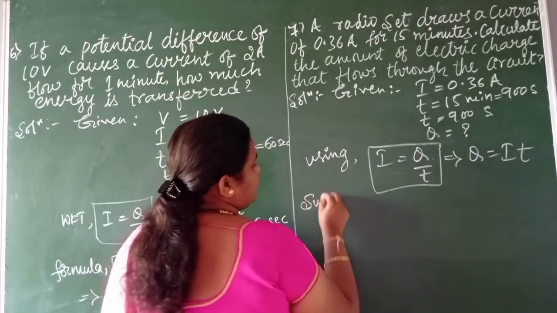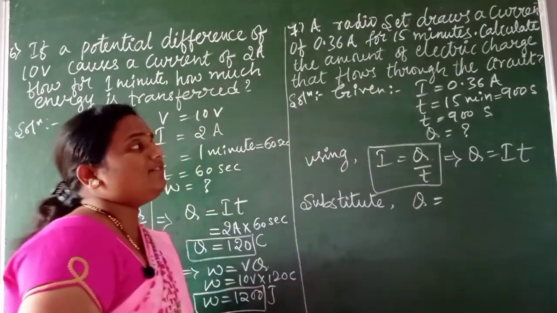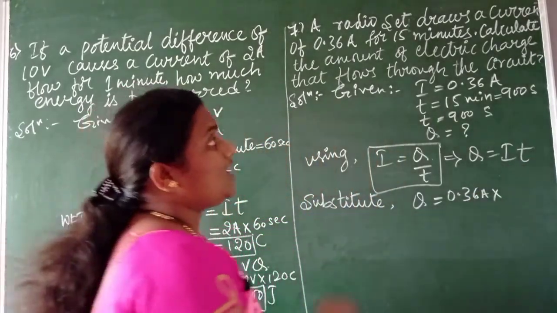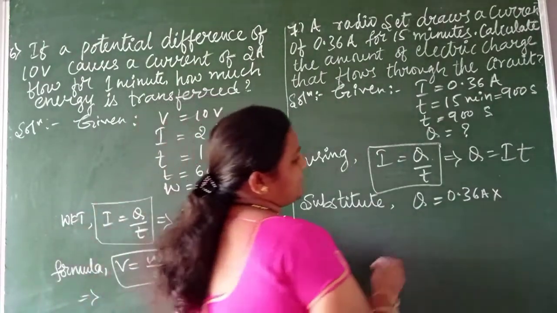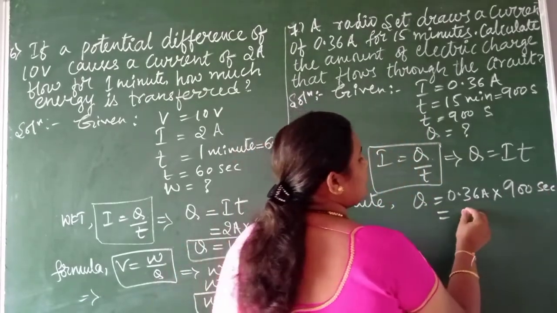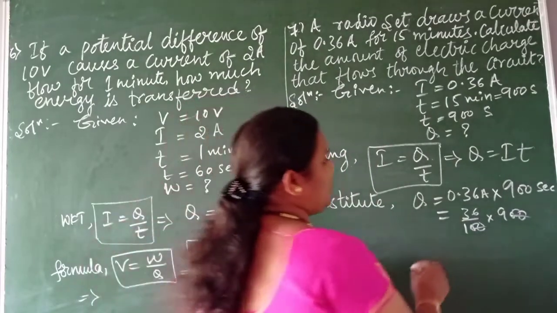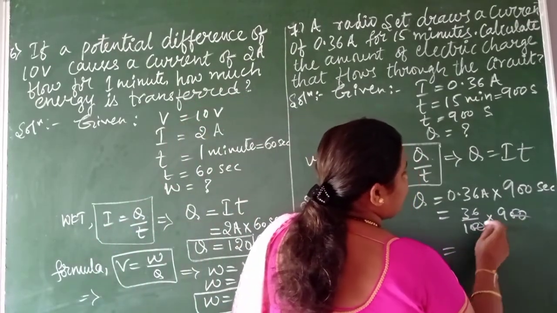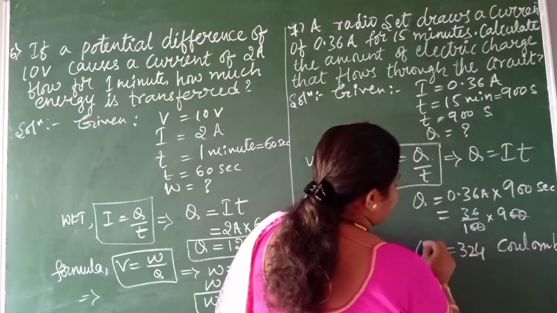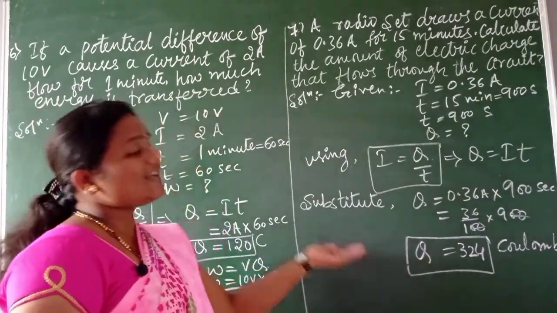Now substitute the values. So Q is equal to, what is the I value, children? 0.36 amperes. What is T? That is 15 minutes, nothing but 900 seconds. So if we multiply this, this can be written as 36 divided by 100 into 900. These two get cancelled, isn't it, children? Now what is left? Then 324 coulombs is the electric charge, isn't it, children? This much amount of charge has been spent here.